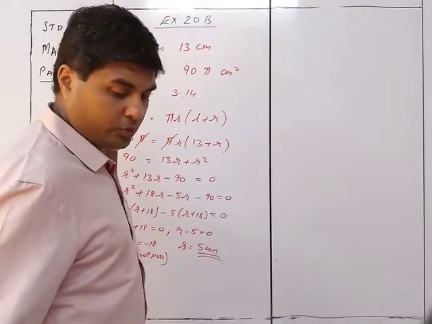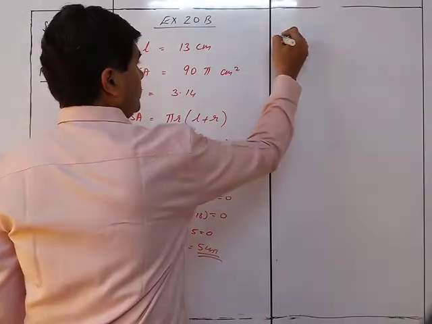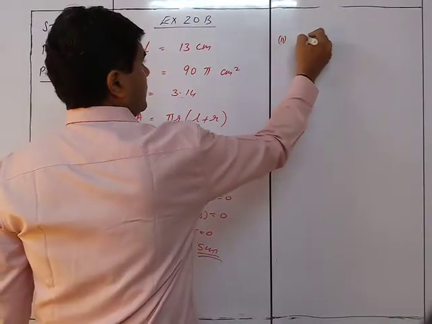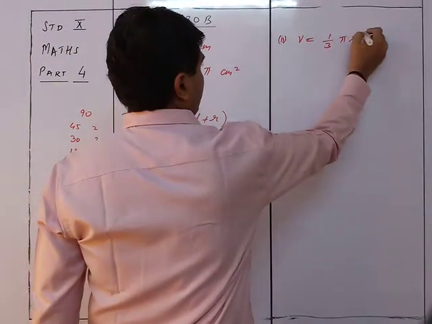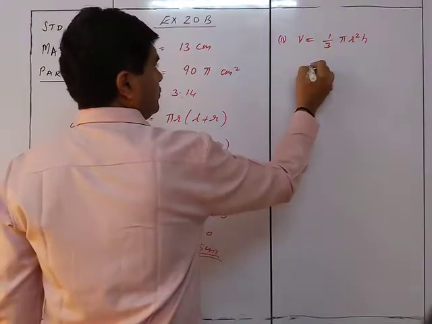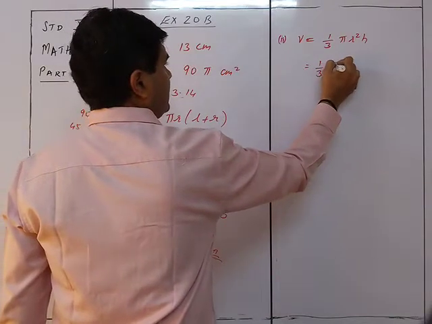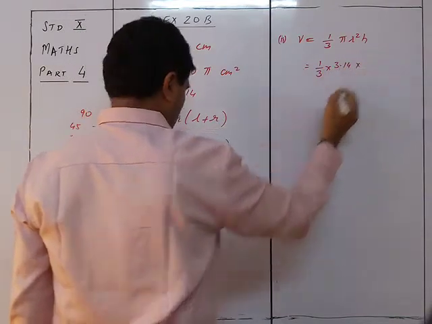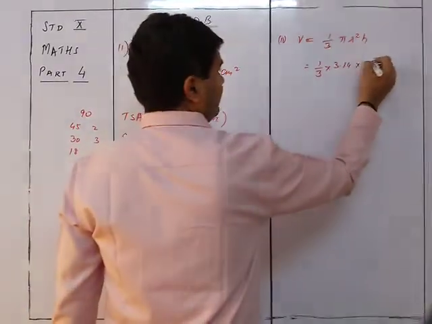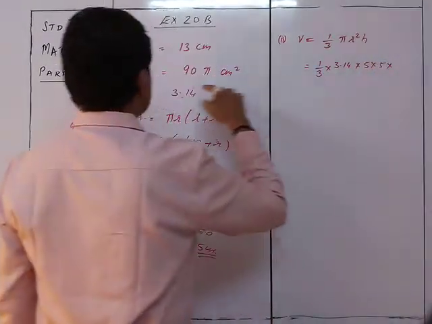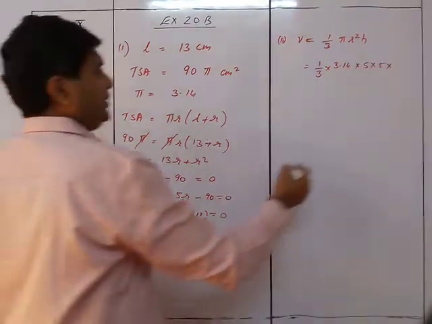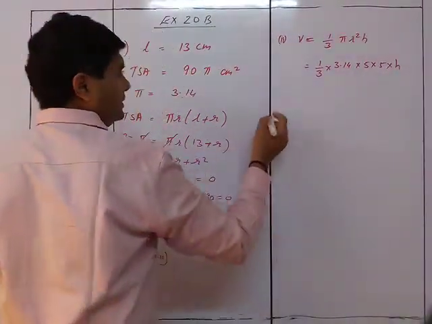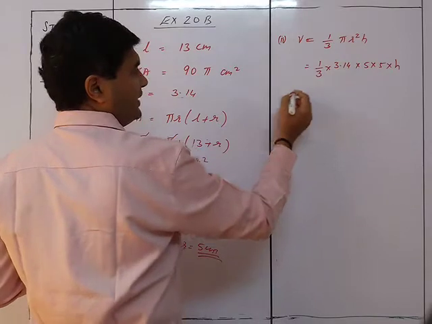The next is volume. So we need to find out the volume. The second part is volume is equal to 1 upon 3 pi r square h. So that gives you 1 upon 3 into 3.14 into 5 into 5 into h. Oh, I forgot that we need to find out h. So h we keep it here. First of all, let us find out h.